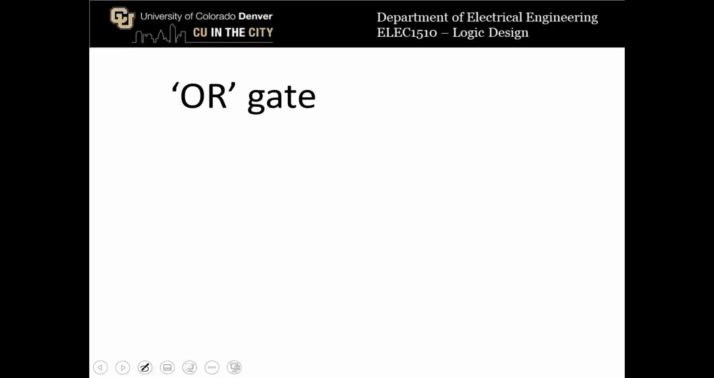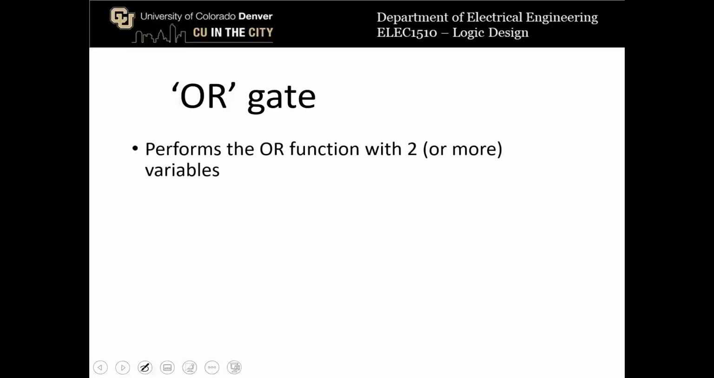You can represent this graphically as well using something called an OR gate. An OR gate performs the OR function on two input variables or signals. You can also have more variables input to an OR gate, but for right now we're going to leave it at 2. So an OR gate looks like this. It's kind of a bullet shape. You have to make sure that the input is concave like that.